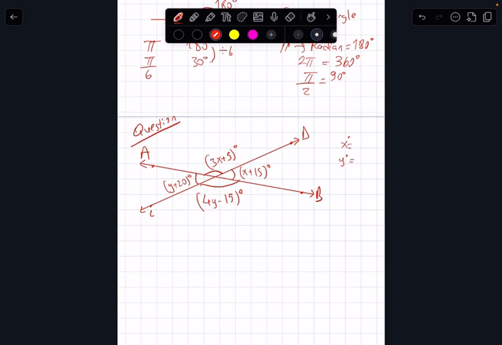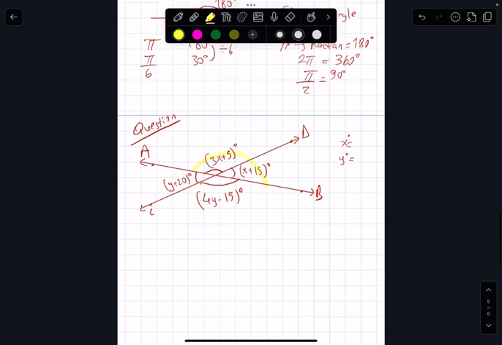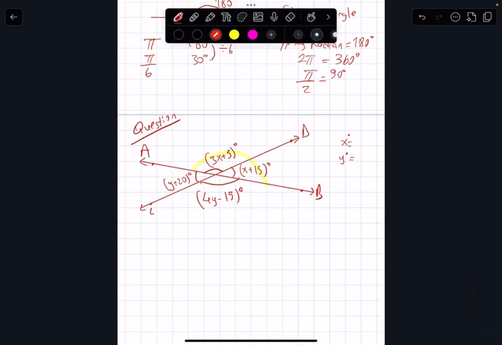So how are we going to do it? Easy. This right here is equal to a straight angle, 180 degrees. So I'm just going to add them up. 3x plus 5 plus x plus 15, 4x plus 20 is equal to 180. So I drop this 20 to the other side of the equation. 4x is equal to 160, divided by 4, x is going to be 40. So x is equal to 40.